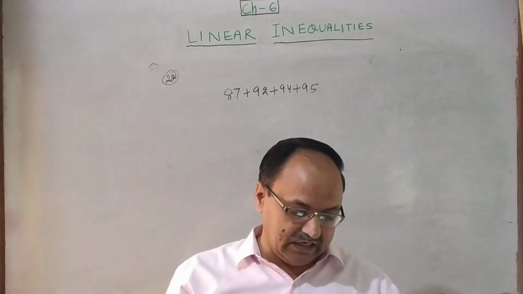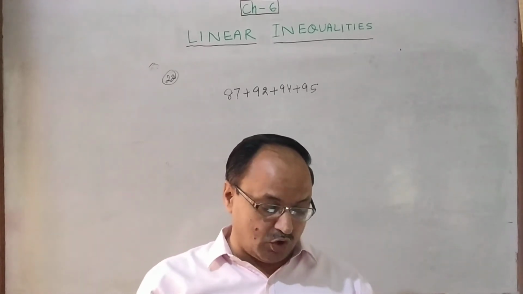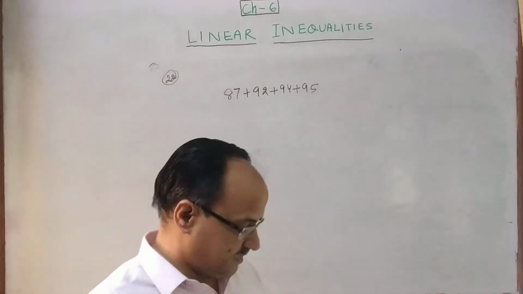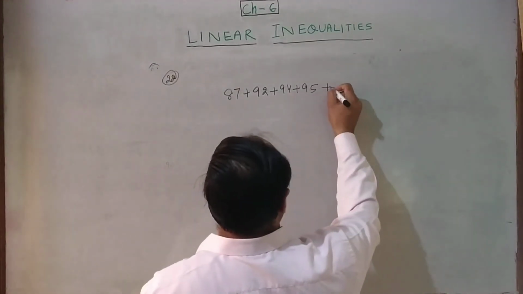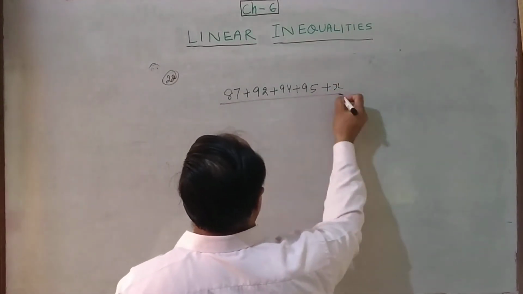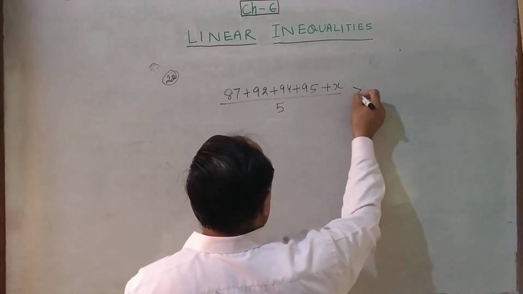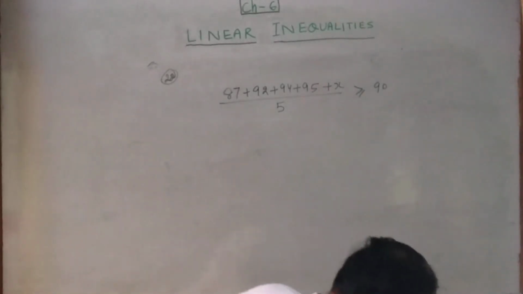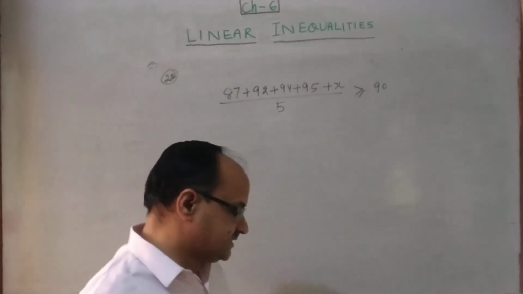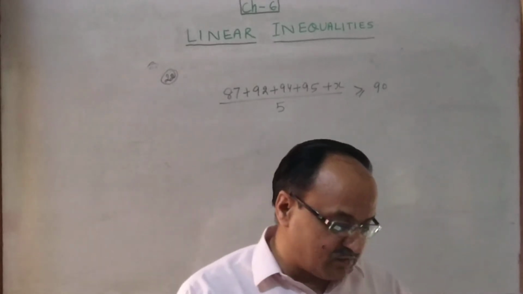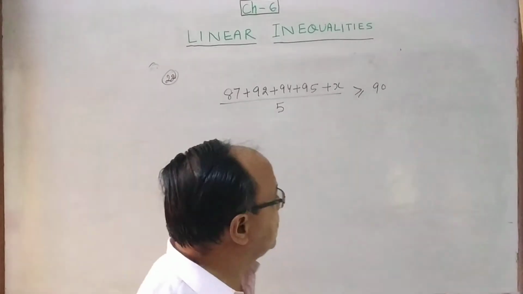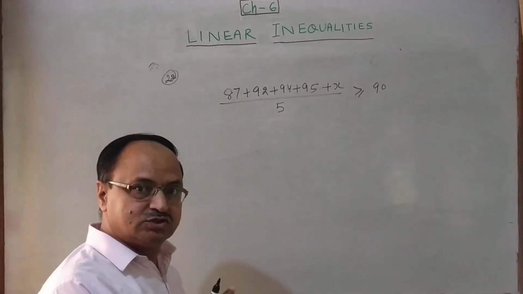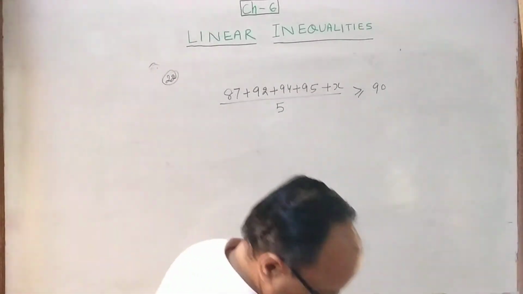Clear? Let the marks secured by Sunita in the 5th examination be X. That is, 87 plus 92 plus 94 plus 95 plus X, divided by 5, greater than or equal to 90. Average score is 90 marks or more. Correct? It means greater than or equal to 90. Further you can solve. This is the hint for you.